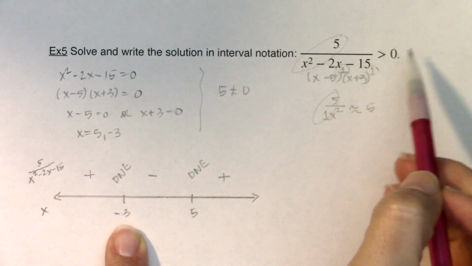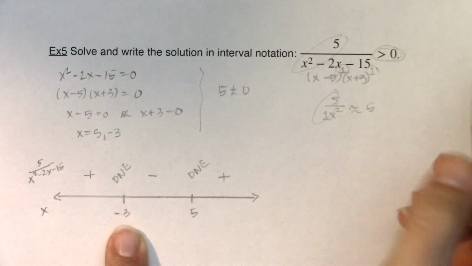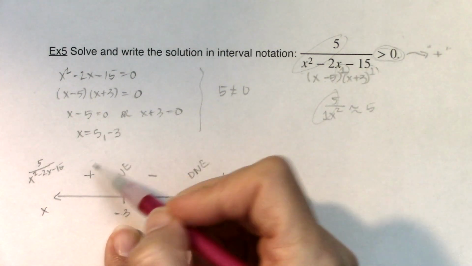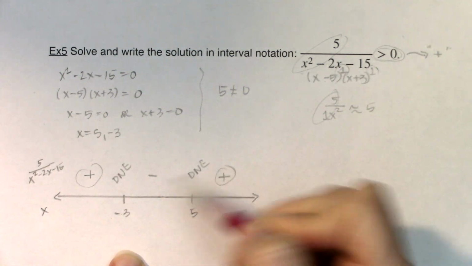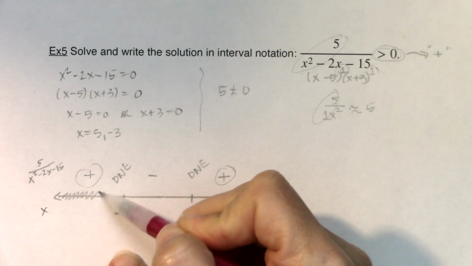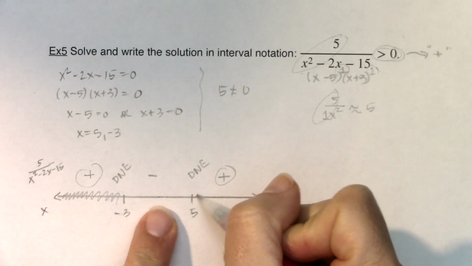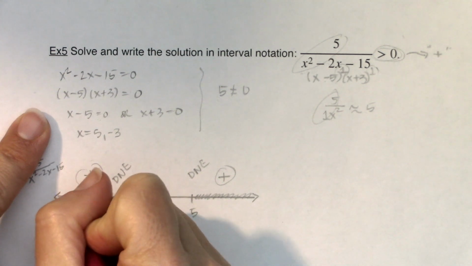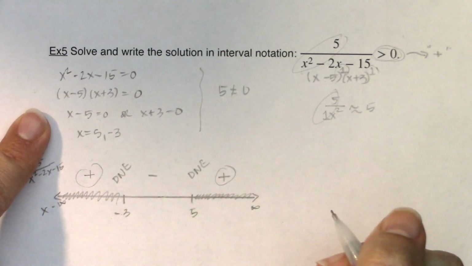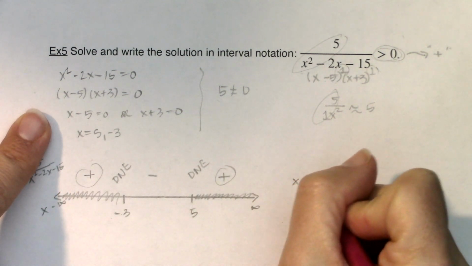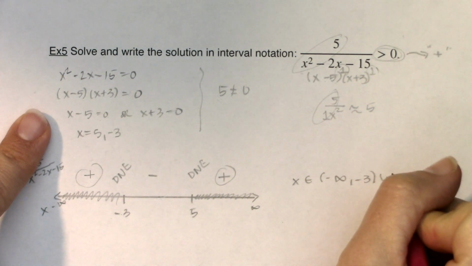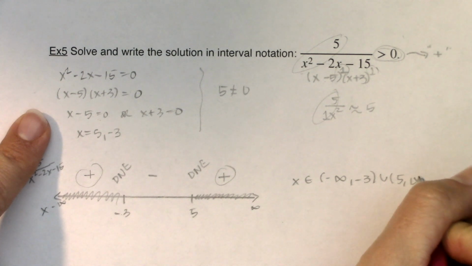For my endgame answer, I'm looking for where this thing is greater than 0, so I want to find the plus signs. I can see one here, and I can see one here. I want the leftmost interval, I don't want the middle interval, and then I want the rightmost interval. And keep in mind, these start at negative infinity and go to infinity. So my answers are ultimately negative infinity to negative 3, and then 5 to infinity.